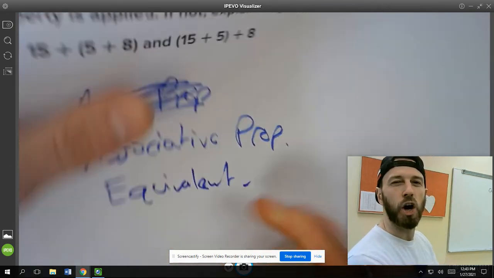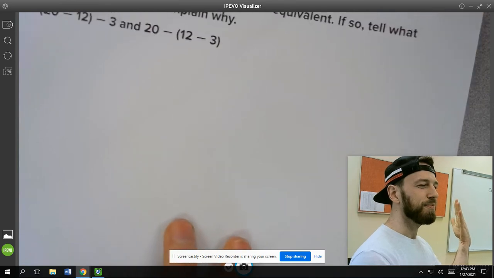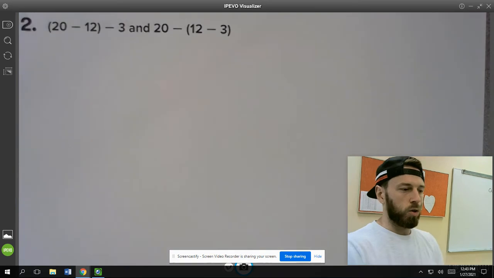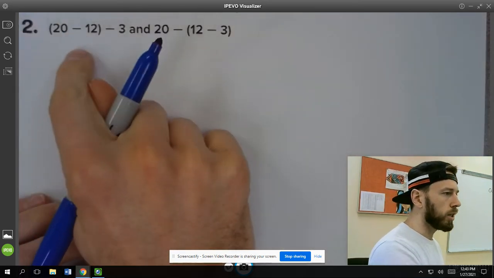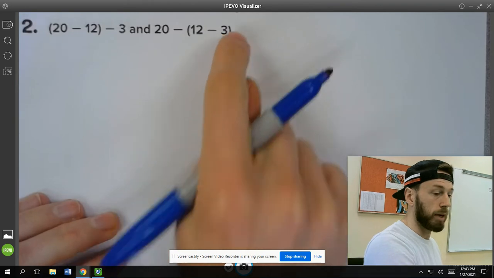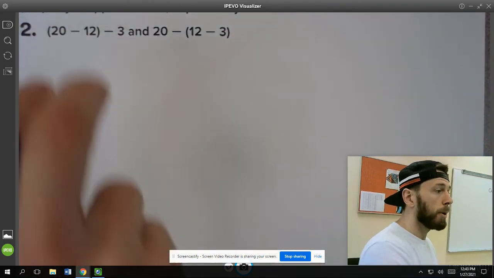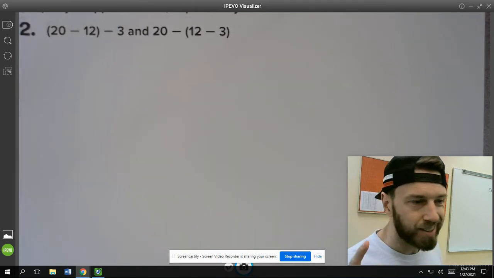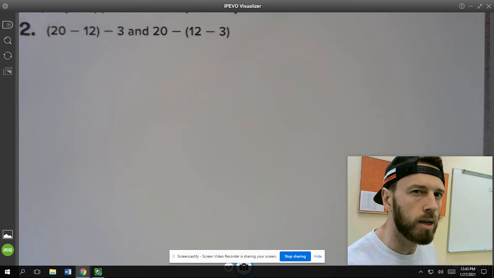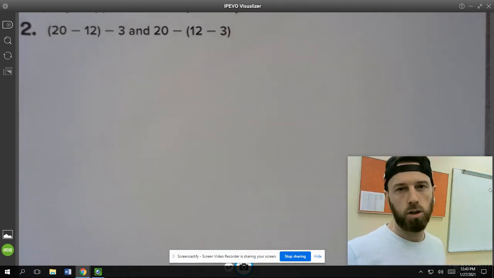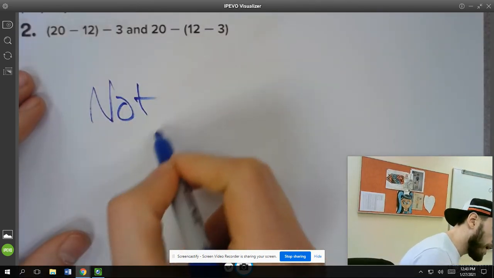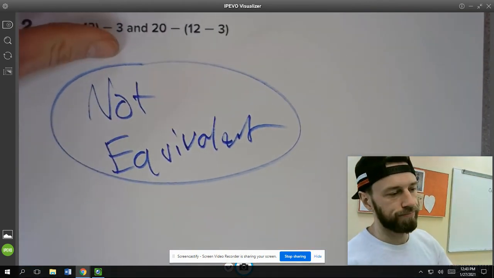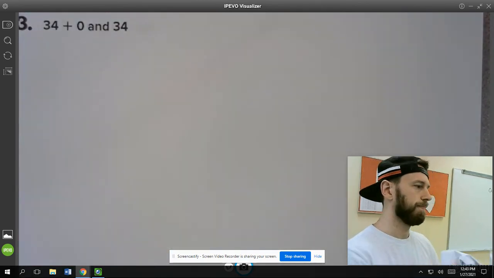Okay, moving on. Okay, next one, number 2. Determine if these are equivalent and tell me what property says they are. Well, it looks like 20, 12, 3, 20, 12, 3. It's not commutative. They didn't change places. But the grouping changed, so it must be associative. Or maybe I'm trying to trick you because this isn't adding or multiplication. This is subtraction, and the associative property does not apply to subtraction. So these are not equivalent. Dead giveaway because it's subtraction.